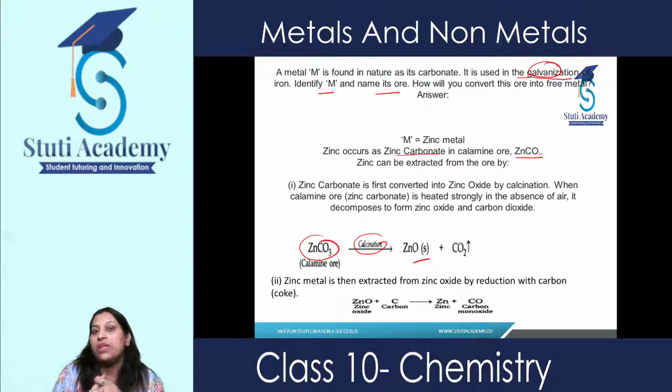Because you know that whenever the calcination process takes place, carbon dioxide gas is evolved, and it converts into zinc oxide, because it is easy for us to extract metals from their oxide form. So this zinc oxide is then treated with carbon, which is a reducing agent, and then we get zinc, and this carbon combines with oxygen, which results in the formation of carbon monoxide. So this is how we extract zinc.